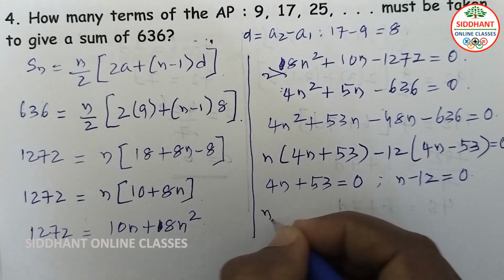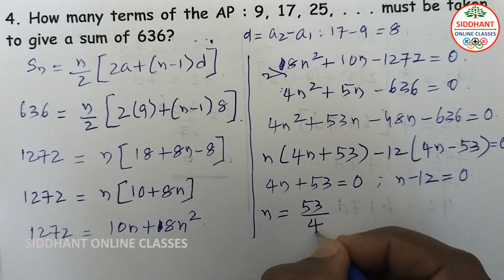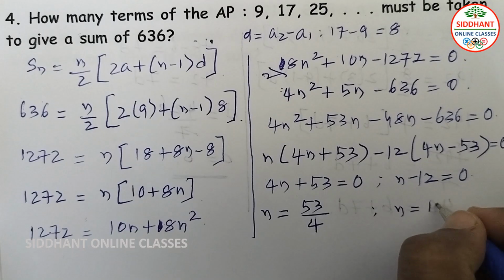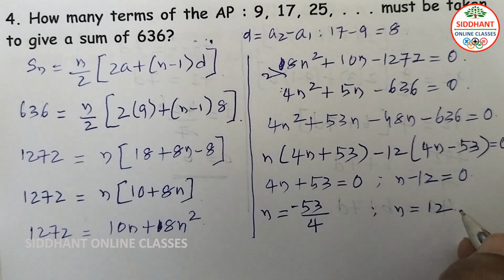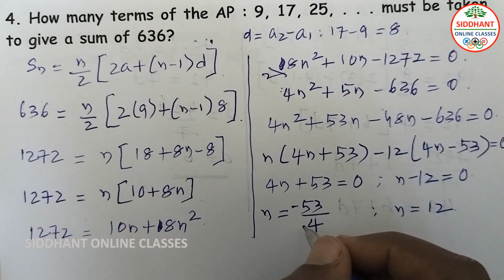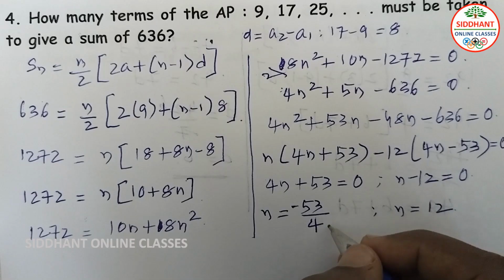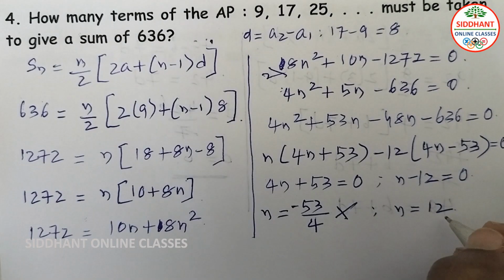So n = −53/4 or n = 12. The number of terms can't be negative and can't be a fraction, so we omit this, and n = 12 we consider. So the number of terms is 12.